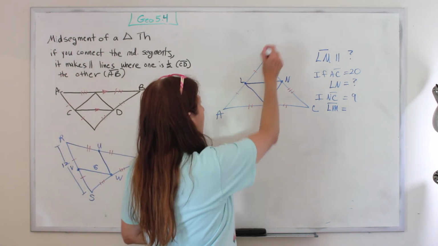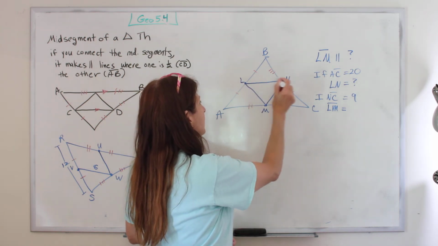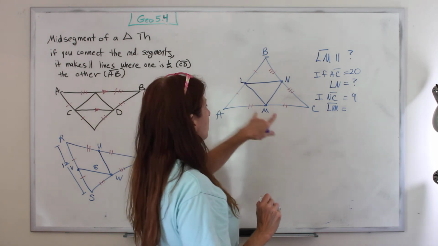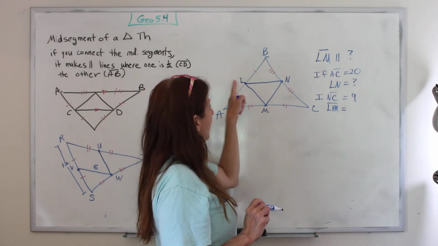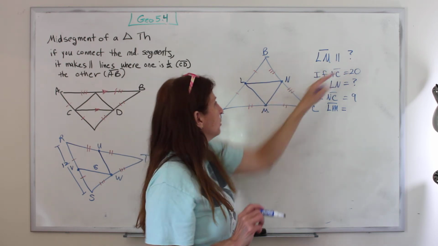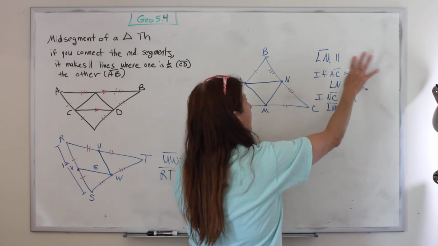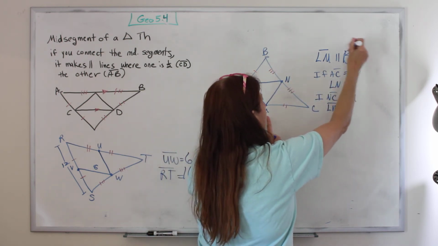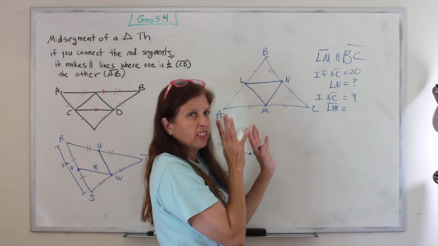Here's our triangle ABC, and here are our midpoints L, M, N. Those two are equal, those two are equal, these two are equal. So my first question says, LM is parallel to what? What's the line that is parallel to LM? It's BC. Those two are the parallel ones, if it was neater than it is.